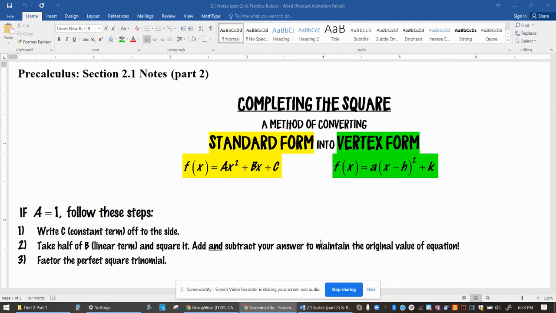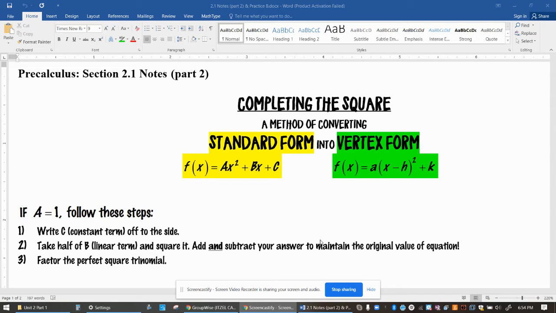This is Ms. Carranza, and today I'm going to show you how to complete the square. Completing the square is a method of rewriting or converting a parabola in standard form into a parabola in vertex form. Now remember, you can write the equation of a parabola in both ways and still have the same exact parabola. So the key here, guys, is that after you're done rewriting the equation, it should still be the same parabola.